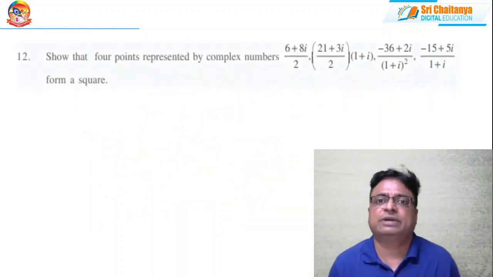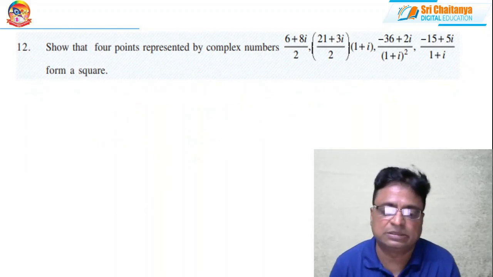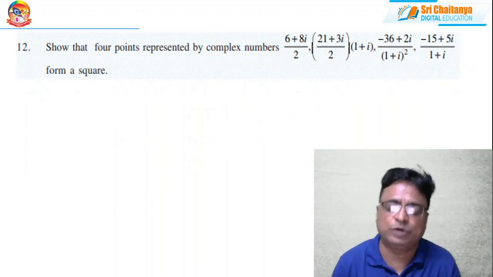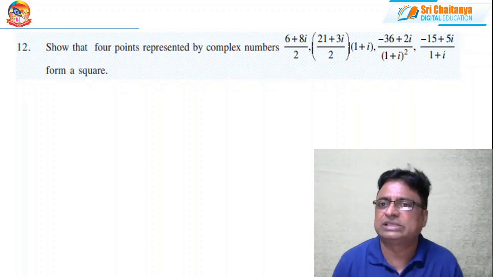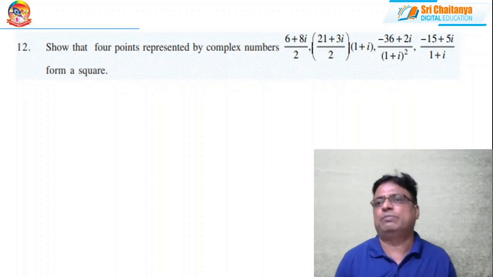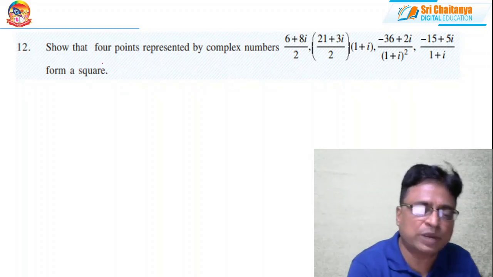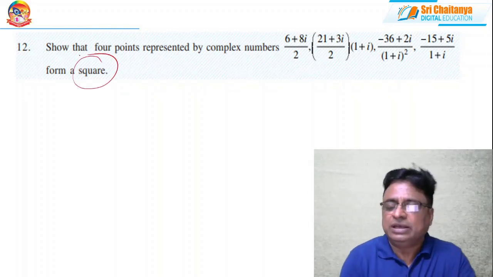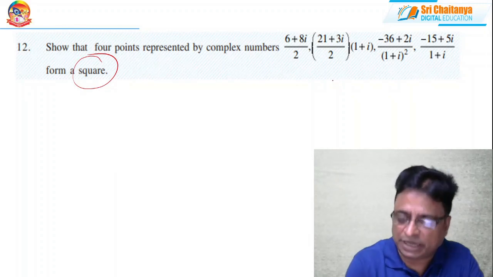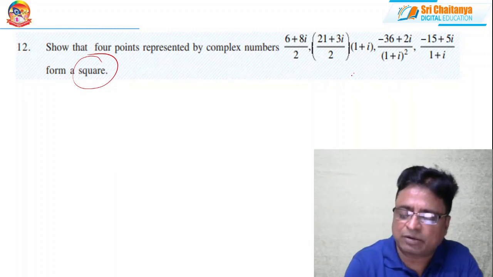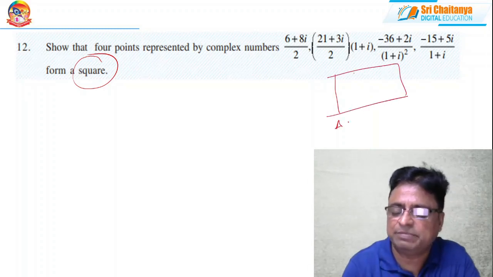Now coming to the next one. The 4 points represented by the complex numbers (6 plus 8i) by 2, (21 plus 3i) by (1 plus i), (-36 plus 2i) by (1 plus i) whole square, and (-15 plus 5i) by (1 plus i). They form a square. Here they have not given complex numbers perfectly, but anyhow, let them be vertices of a quadrilateral. So you take this as A, B, C, D.